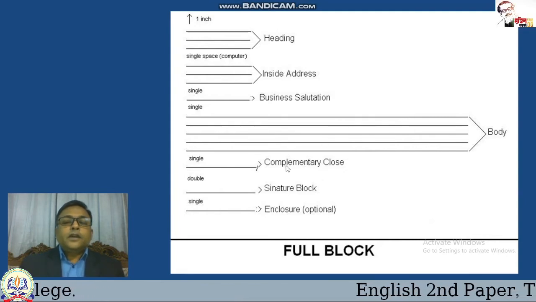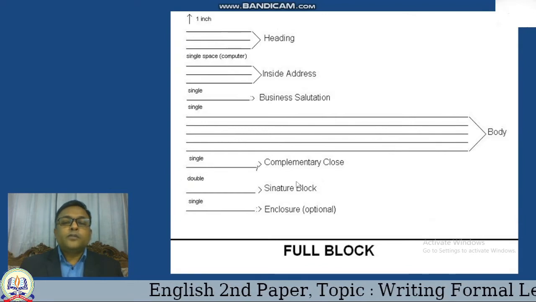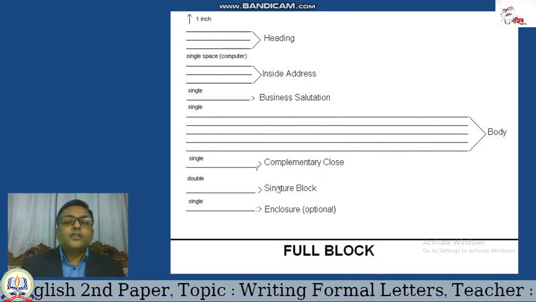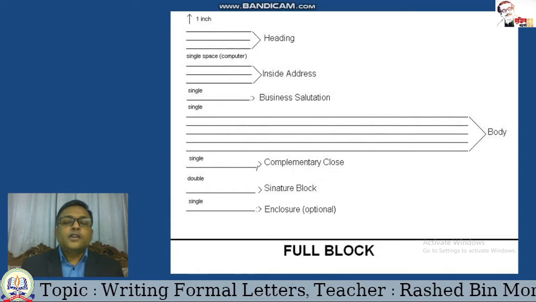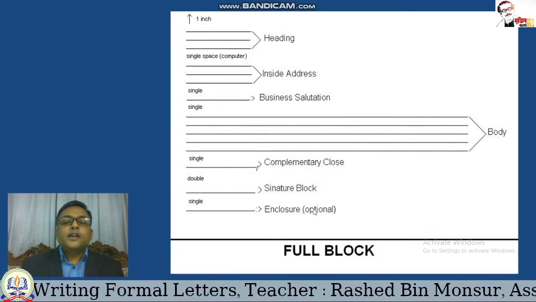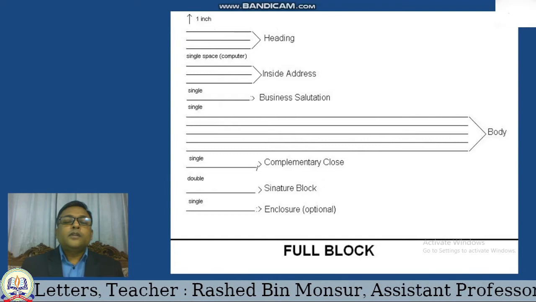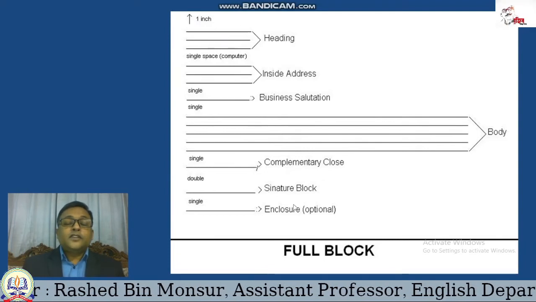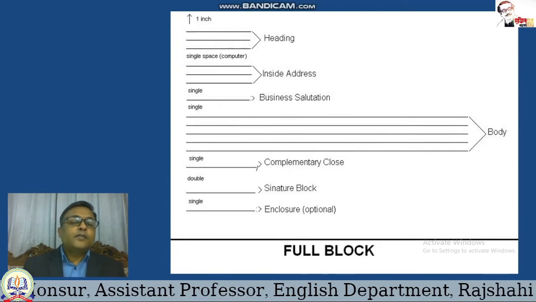Then after completing the body, you have the complimentary clause. That means sincerely yours, or yours faithfully, yours truly, etc. These are called the complimentary clause, a polite way to close the letter. Then there is the signature block. That means you have to put your signature, then you have to write down your name and designation. And finally, there is the enclosure. Enclosure means if you attach anything else, any extra papers to the letter, you have to mention it here. That is known as enclosure or attachment. So this is the good method for you. You have to follow this full block style for writing formal letters.